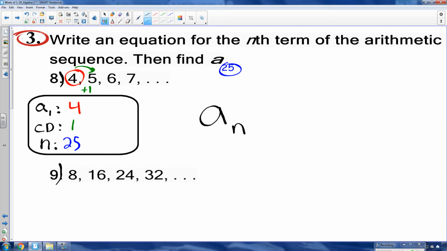What's your starting point of your sequence? It's your A1, correct? So your A1 in this case is 4, and then you're going to add the common difference. So now you're adding the common difference, right? And the common difference is 1. And how many times are you going to add the common difference? 24 times.